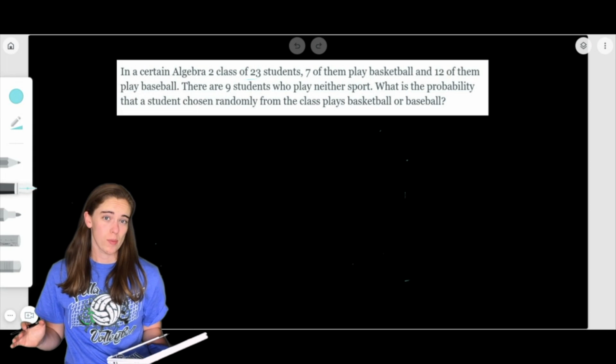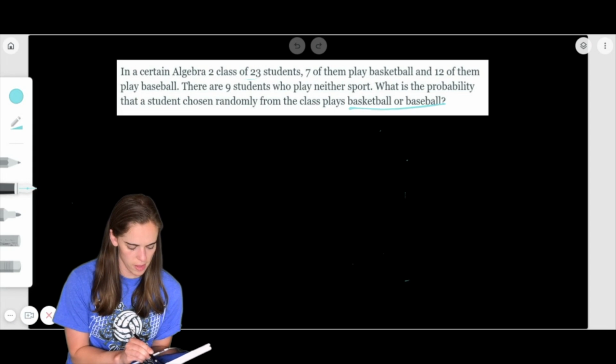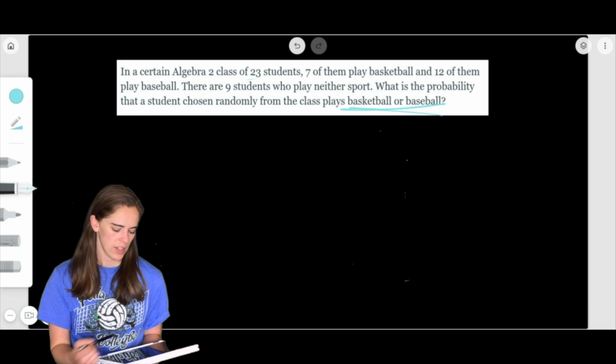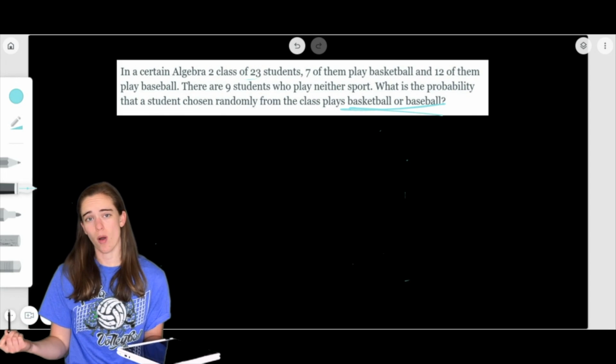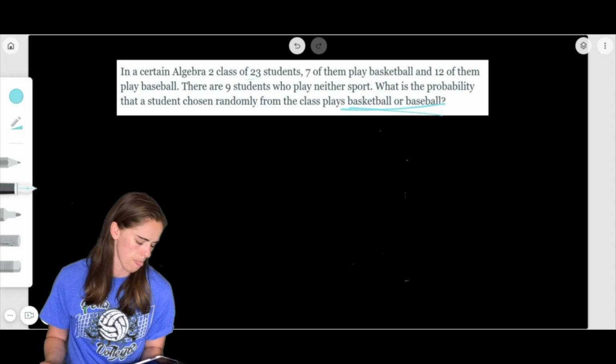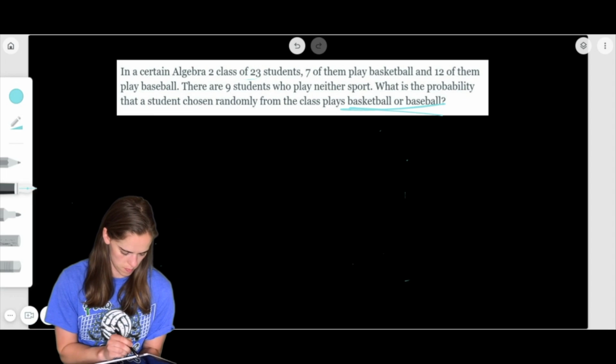Okay, for our last problem, we have the same kind of situation here, except now you'll notice that it says what's the probability that they play basketball or baseball. So in this one here, they just have to play one or the other. They could play both, it's fine. We just want to know what's the probability that they're going to play one or the other. So for this one, we're going to start off with that same table we did in the last problem.